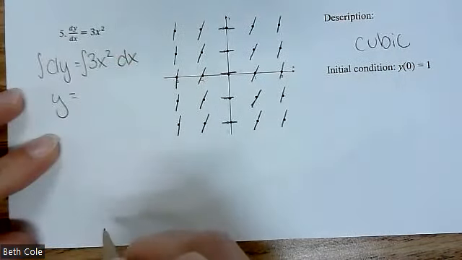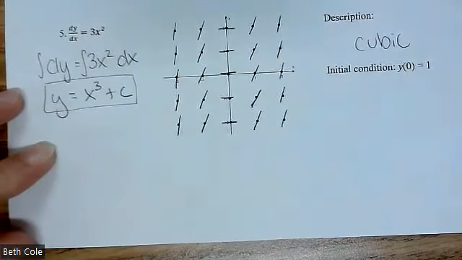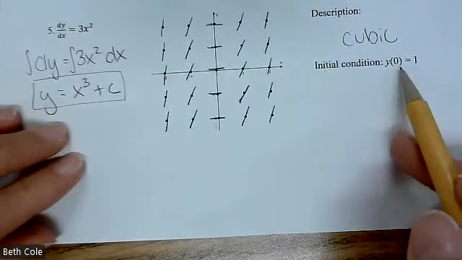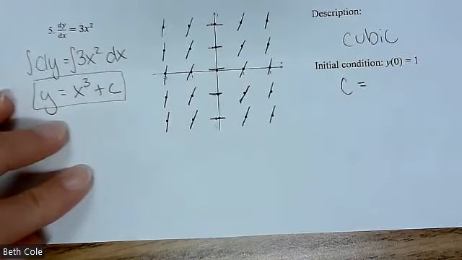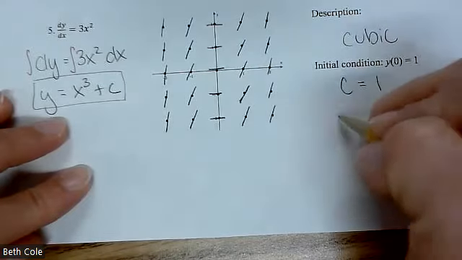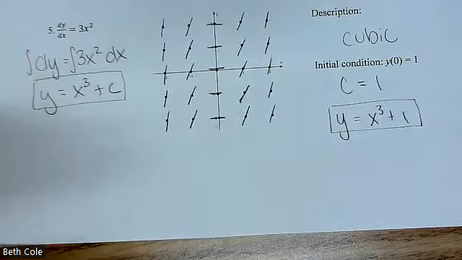Y equals? Good. Oh my gosh, there's a cube. And then for your initial condition, if you plug in 0 for x and 1 for y, what's your C value? Just B1. So there's your one particular solution.